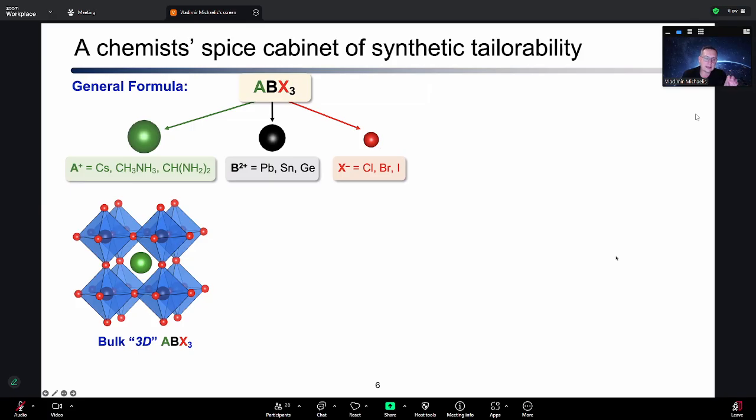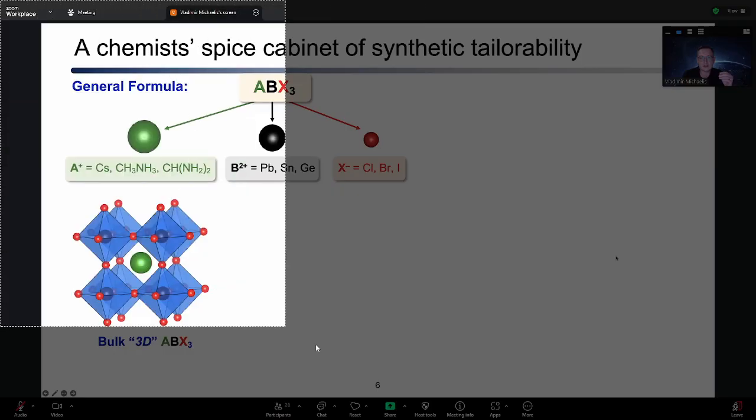And so the A site, which is typically a monocation system such as cesium, or an organic system like methylammonium or formamidinium, can sit in this region here. And then you can substitute the B sites at the corners for lead, tin, or germanium. So you can think of group 14 type systems. And then, of course, your halogens can be chlorine, bromine, or iodine.